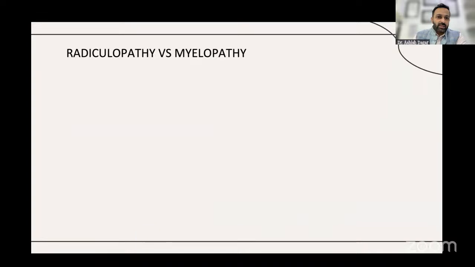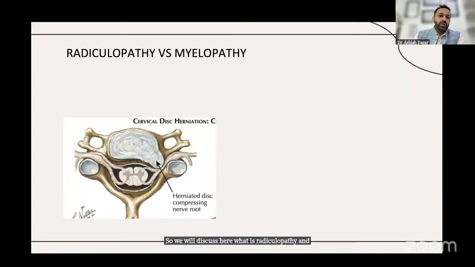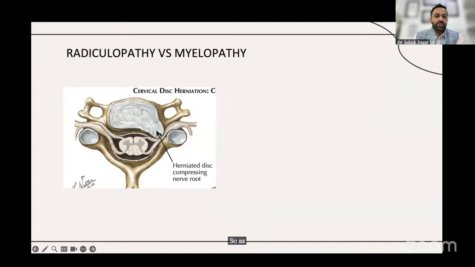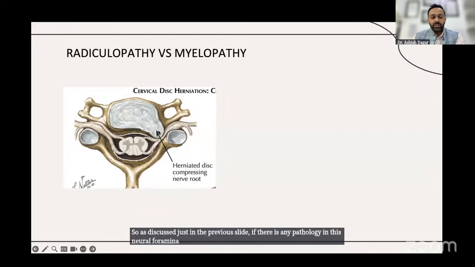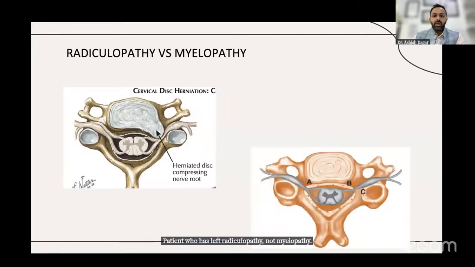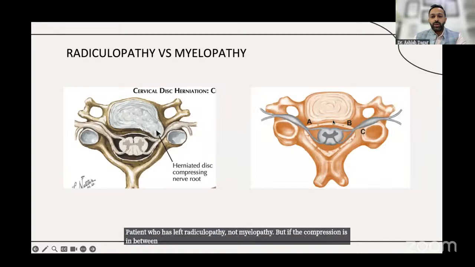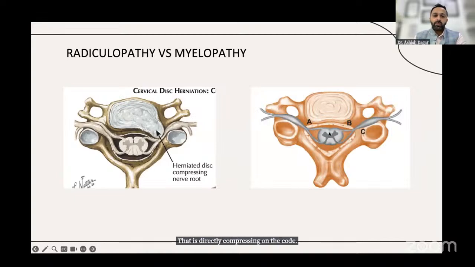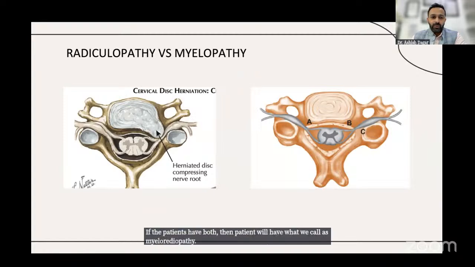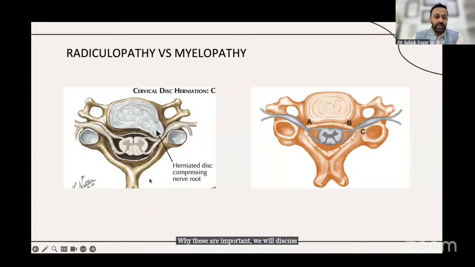So we will discuss here what is radiculopathy and what is myelopathy. As discussed in the previous slide, if there is any pathology in the neural foramina, like a paracentral disc which has prolapsed, or osteophytes compressing in the neural foraminal region, the patient will have radiculopathy, not myelopathy. But if the compression is between A and B point, directly compressing the cord, then the patient will have myelopathy. If the patient has both, then the patient will have what we call myeloradiculopathy. Why these are important, we will discuss later in the slides.